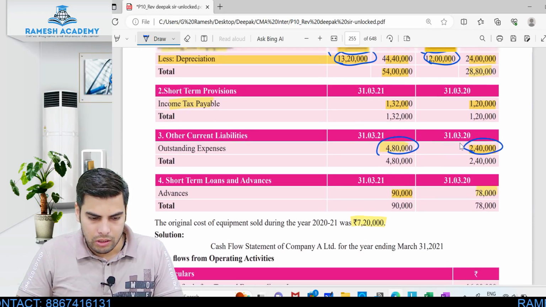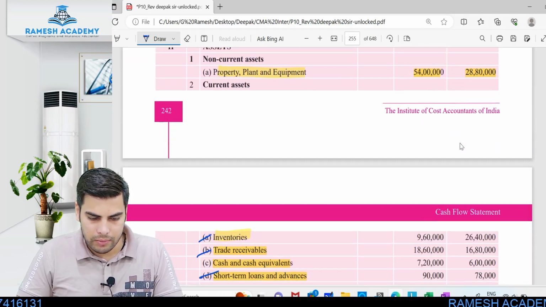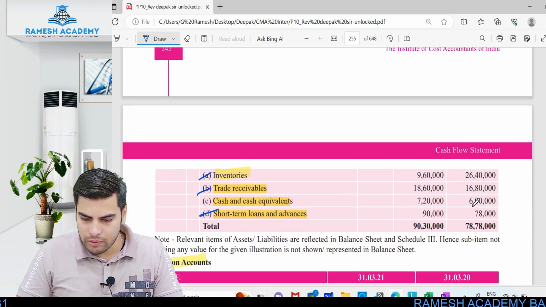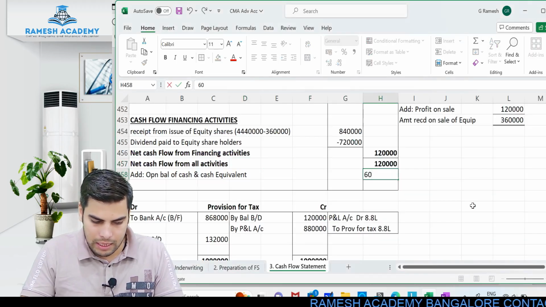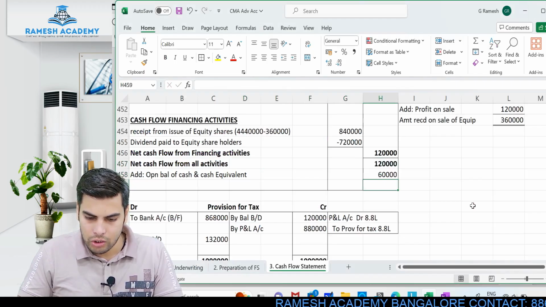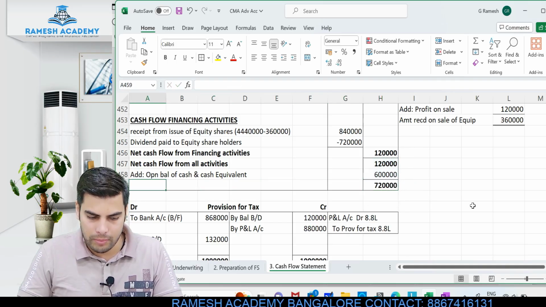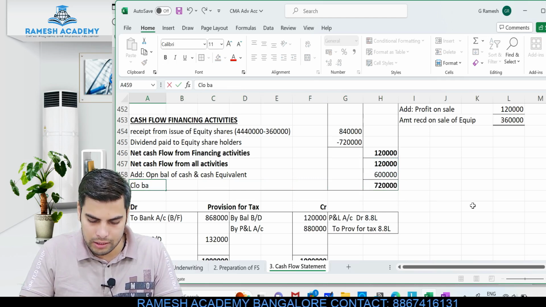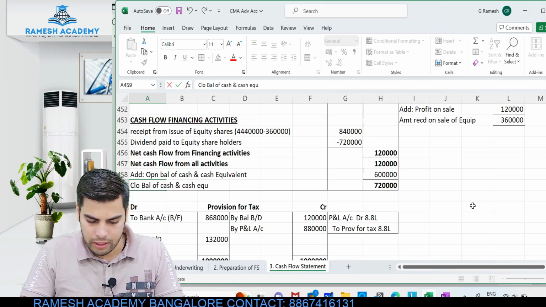Yes, look at this. Cash and cash equivalent, somewhere that given, right? So cash and cash equivalent at the beginning, if you see, it was 6 lakh rupees, this amount. Okay, so this would be 6 lakh. I'll just add this 6 lakh rupees. So once I'm adding this 6 lakh rupees, I should be getting exactly the same amount which has been given as the closing balance of cash and cash equivalent.